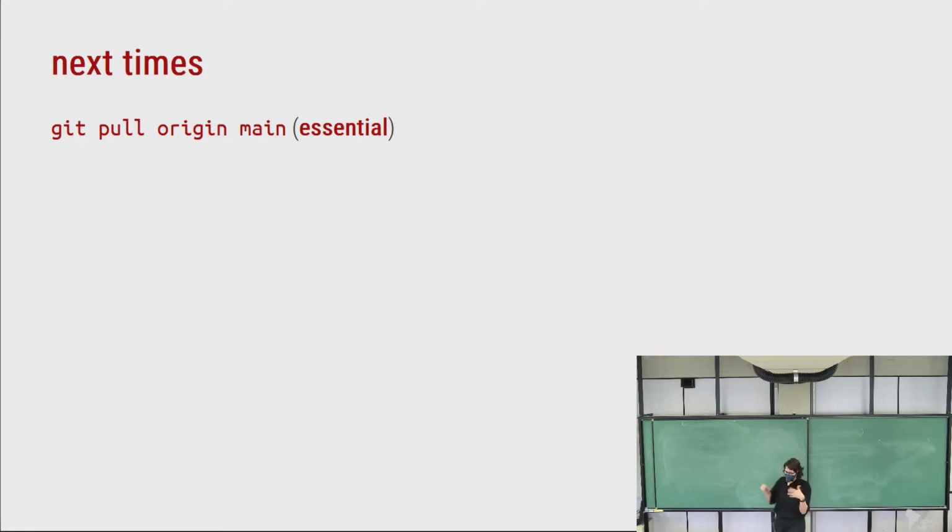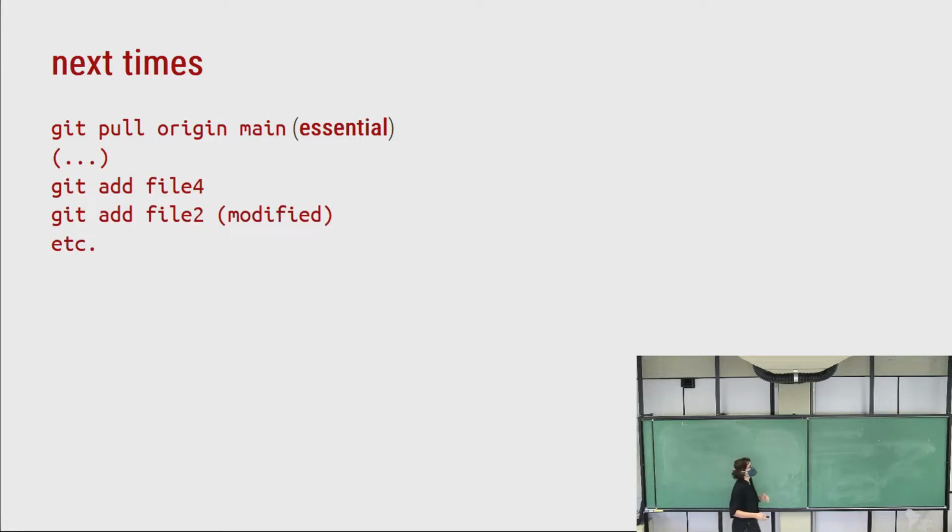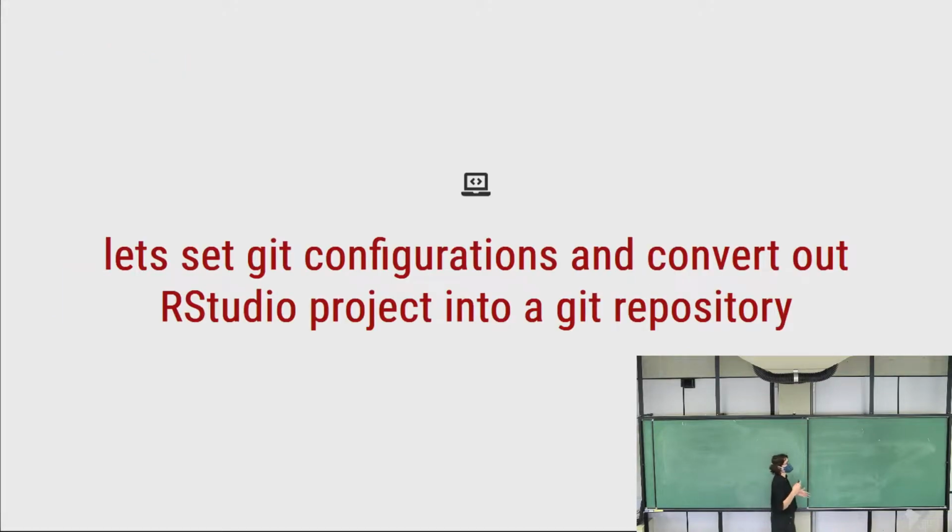Next times that you are working, as I said, it's always advisable to start by pulling. Even if you're working by yourself, it's really helpful to keep that in mind and always pull before anything changes. And then you add a file, you modify a different file, you commit that, that's a new version, you push that. So let's set Git configurations. And what we will do today is we will use the same project structure.